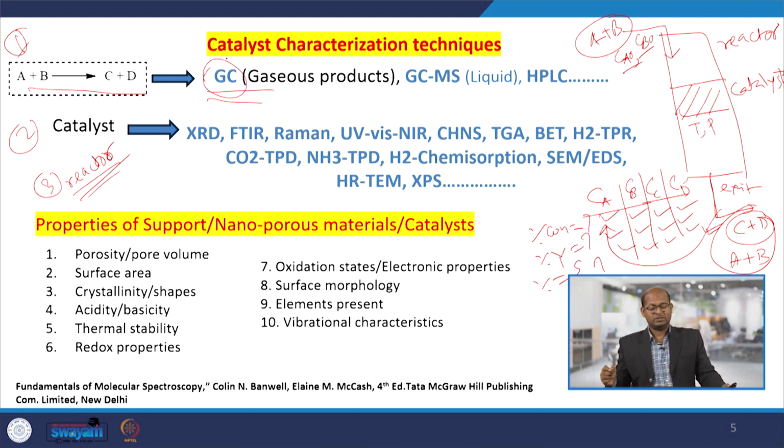For that we have to use gas chromatography, that is called GC, or GCMS. Also, if we have a liquid product made of a liquid mixture of more than one component, then with the help of GCMS, gas chromatography with mass spectroscopy, we can quantify the concentrations, at what percentage which particular components are present. Or HPLC also we can use. This is for reaction and reactant components, that is, concentration evaluation or performance evaluation.